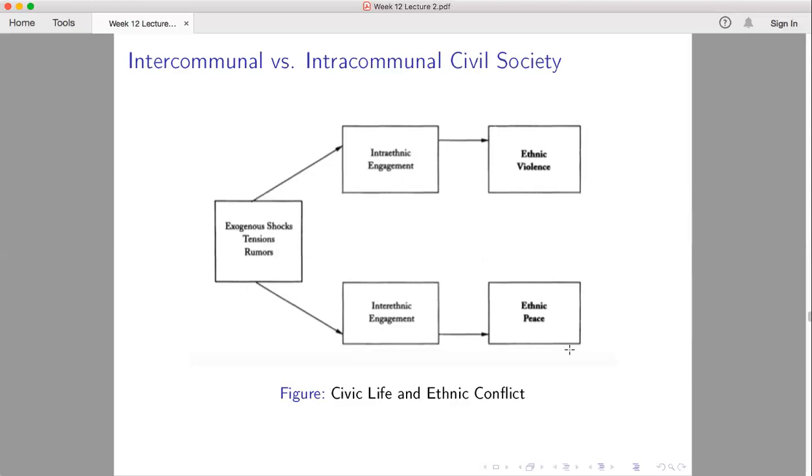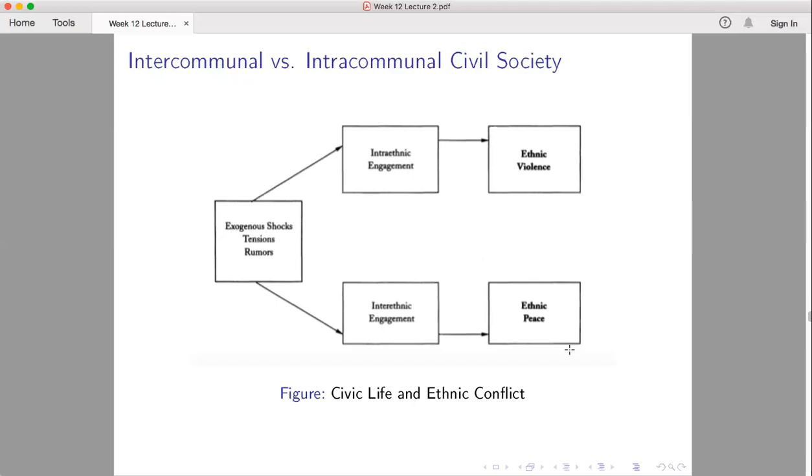Well, according to Varshney, in these divided societies, what we often see are shocks that create conflict. Either there can be a political crisis, an economic crisis, or some small incidents of violence. And he wants to know why we see these things escalate into widespread ethnic violence in certain communities and then diffuse themselves in other communities, such that we get long-standing ethnic peace. And according to him, the main difference is how people are bonded within civil society, right?